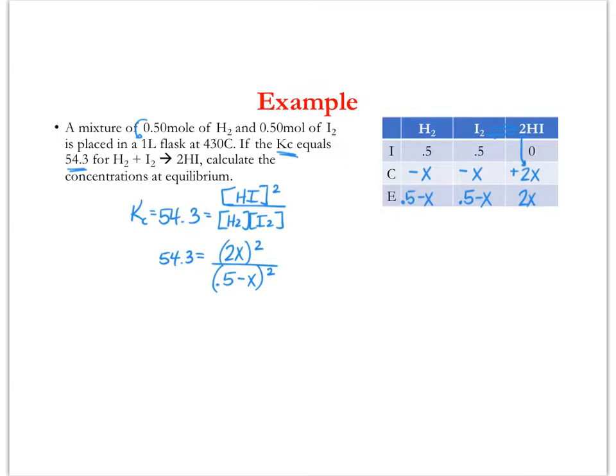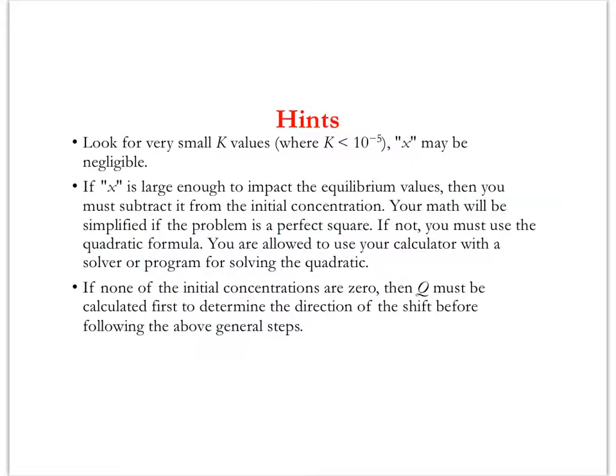But I'll show you examples that are more likely to occur where the x would be negligible. That's this point here, and we'll do several examples in class. If you have small K values, small equilibrium constant values, the x might be negligible. If your x is not negligible, it's a type of problem where a quadratic's not going to be necessary. You'd be able to get x directly and solve from there.